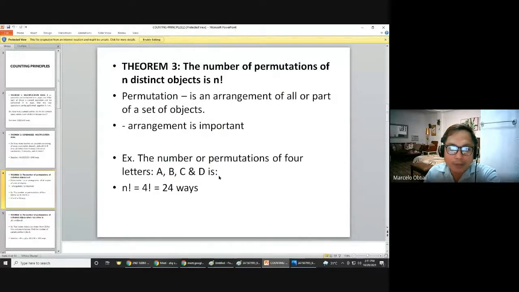So what if there are 4 letters? You're asked to arrange them. How many distinct arrangements can you do? Okay, with 4 letters, A, B, C, D, all you need to do is 4 factorial. Let's count the number of letters: 1, 2, 3, 4. 4 factorial is equal to 4 times 3 times 2 times 1, or just simply press 4, then the factorial function sa calculator. Okay? Now, very good. We're done with theorem number 3.